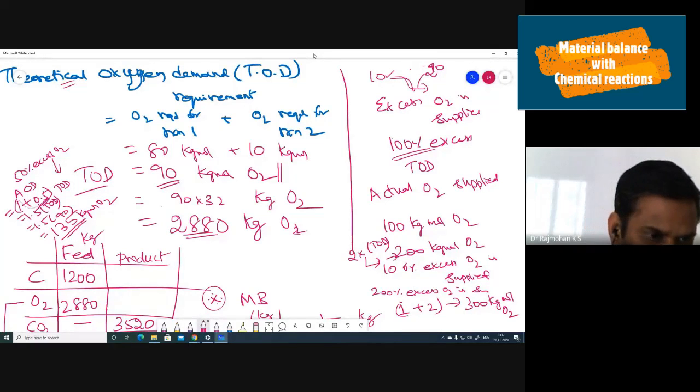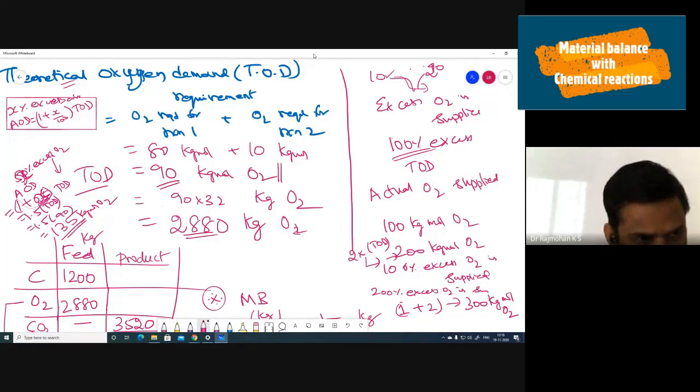Understood? So if I give 100%, what is that? In terms of fraction, what do you say? Let me say it is X percentage excess. Then it is 1 plus X by 100, right? So we can say if X% excess air is sent, then actual oxygen demand is 1 plus X by 100 into theoretical oxygen demand.